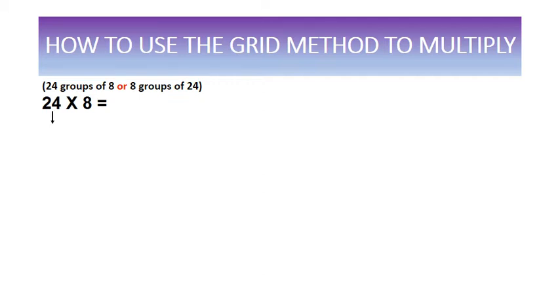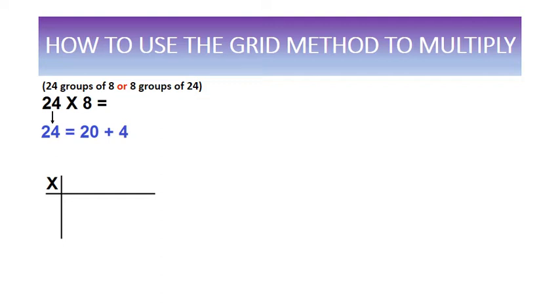So the first thing we're going to have to do is to partition the 24, to split it up. Now this is also explained a bit more on my video on place value. So 24 is made up of a 20 and a 4. Now we're going to draw our grid. So we draw a horizontal line and a vertical line going down near the beginning. And in that corner, we're going to put our multiplication symbol. And that's important to remind us of what we're doing.